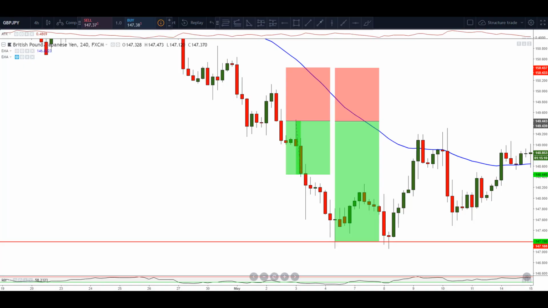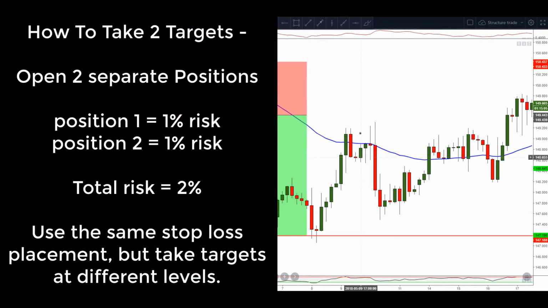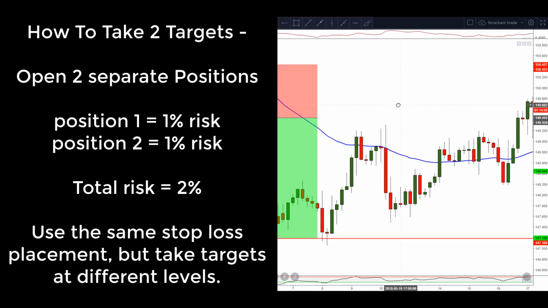So first off, let's talk about how to take 2 different targets on a trade. Well, in order to take 2 different targets, you actually need to open 2 separate positions. The reason I want to explain this is because I get questions very often asking how to take multiple targets, and that's the only way I've found to do so, is to open up 2 completely separate positions with a certain percentage of your account value.